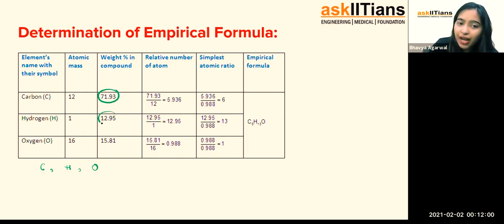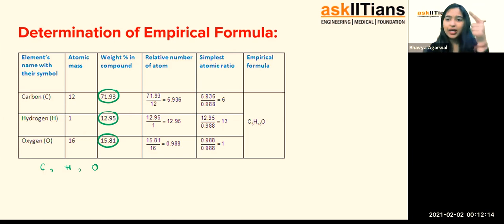The percentage of hydrogen is given as 12.95, and that of oxygen is given as 15.81. So you have a compound which is comprised of carbon, hydrogen, and oxygen. Now their percentages are given, right? Whenever you have the percentage, it is always out of 100, right? In your second chapter, you have also done your mass percentage part.